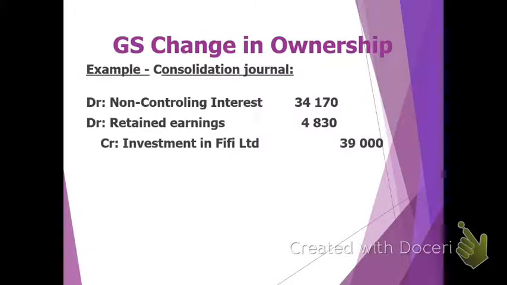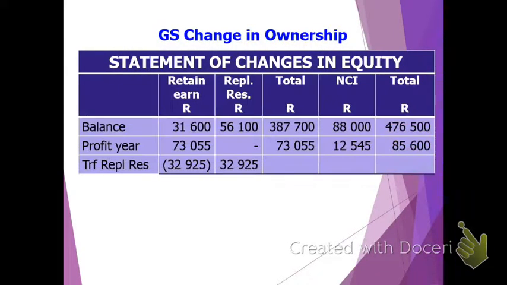Now let us have a look at the statement of changes in equity. Please, at this stage, stop the recording and go and have a look at where we get those opening balances from. They are the normal consolidation procedures as you have been taught throughout this semester. So have a look at those figures, the 31,600, the 56,100, and of course the 88,000 non-controlling interest. The profit for the year, have a look at how you calculated that.